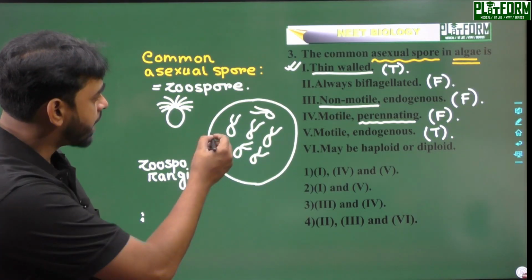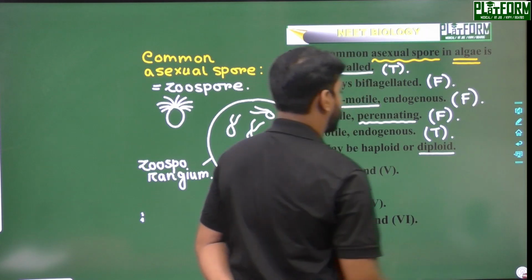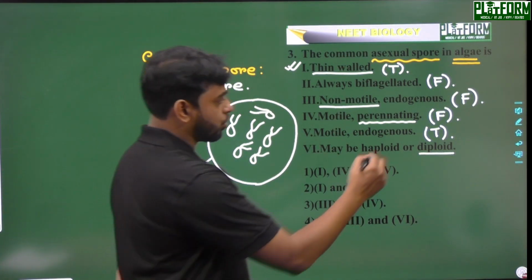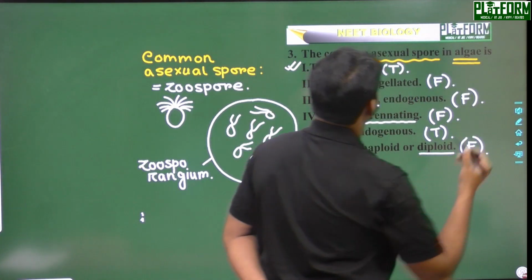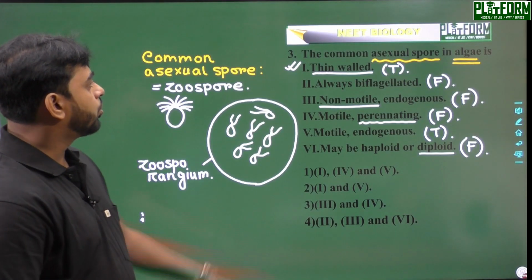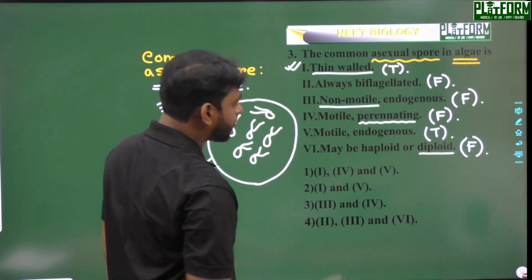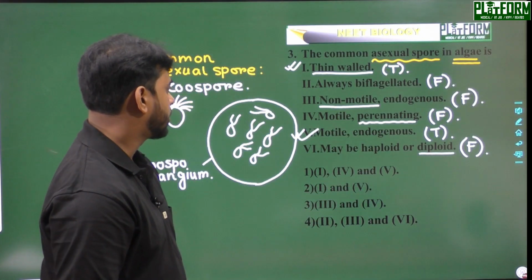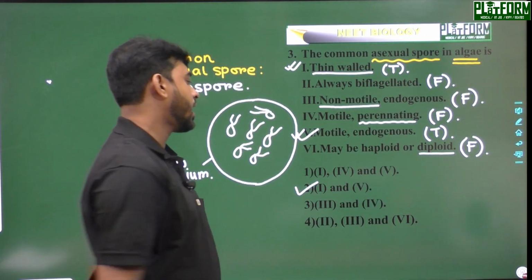And the last one, may be haploid or diploid. No, the zoospores are always haploid spores. So this is also a false statement. So the common asexual spore in algae is thin-walled and motile endogenous. So the correct answer will be 1 and 5.